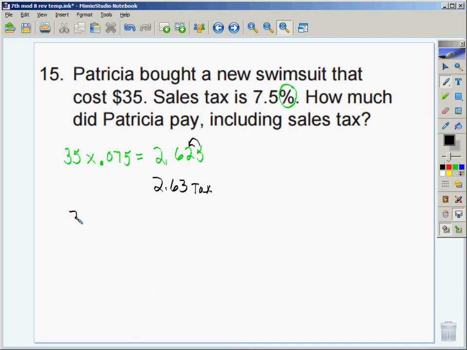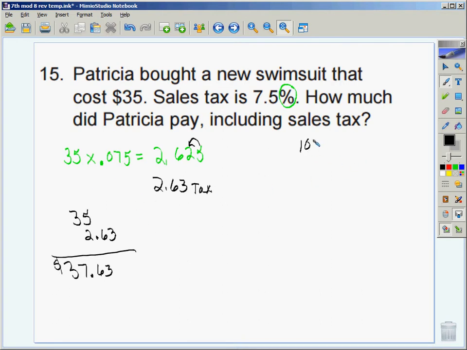They wanted to know what the overall cost was. So I'd have to add that 2.63 to the 35, $37.63. This is one of two methods.